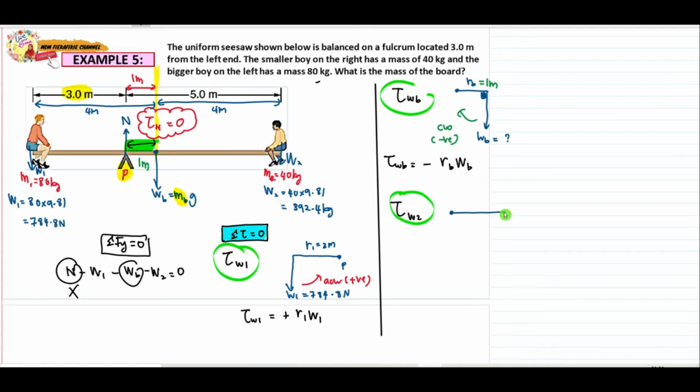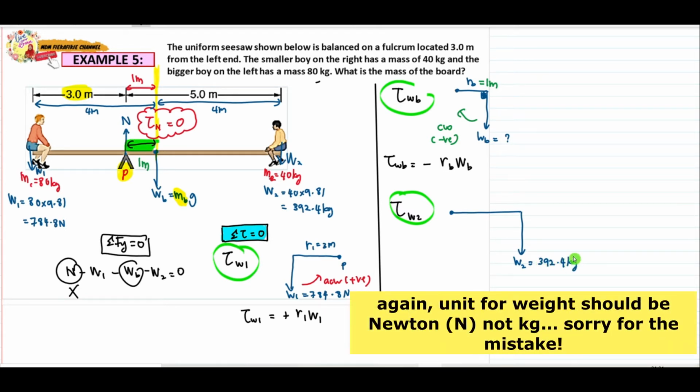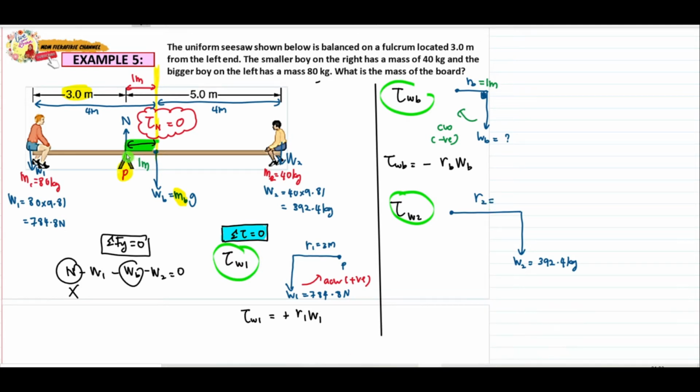So, from the pivot to here and then downward. So, the weight of the second boy, 392.4 kg. Okay, so this is R2. So, R2 daripada pivot, soalan dah bagi dah. From pivot point ataupun from the fulcrum to this position, 5 meter bukan 4 meter. 4 meter tu daripada WB ke W2 tadi, nak tunjukkan yang dia separuh-separuh, 4-4. Okay, so R2 is 5 meter.